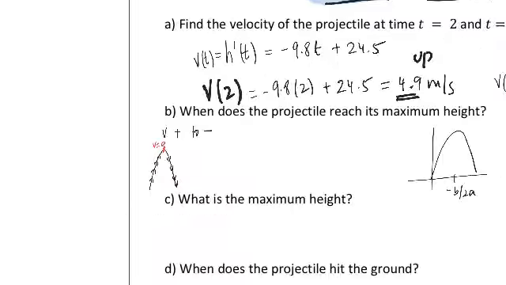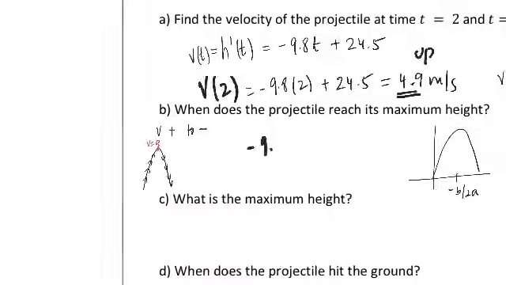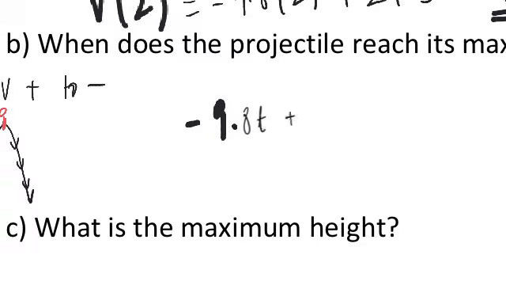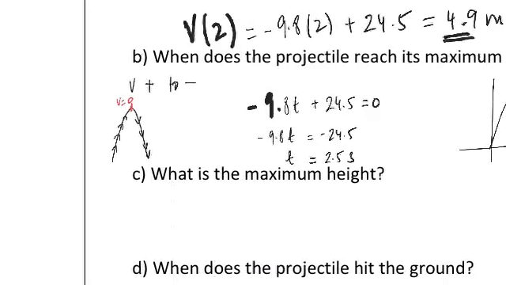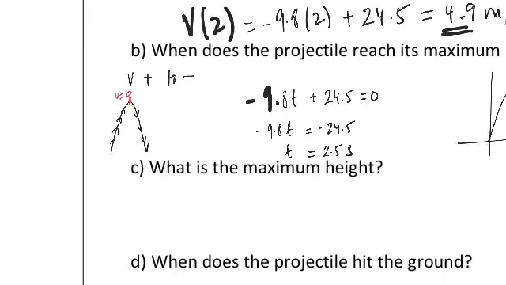So we can take our velocity equation, set it equal to 0, and solve, right? This is like, when is the velocity changing direction? When is the particle at rest? Really, that's the same question here. And we get that t is equal to 2.5 seconds when that happens, okay? What is the maximum height? Well, we take that 2.5 seconds and put it into the h equation. So we're just going to do h of 2.5.